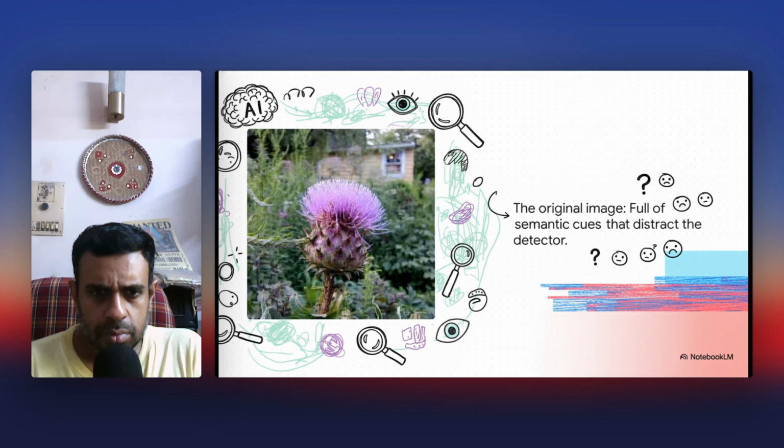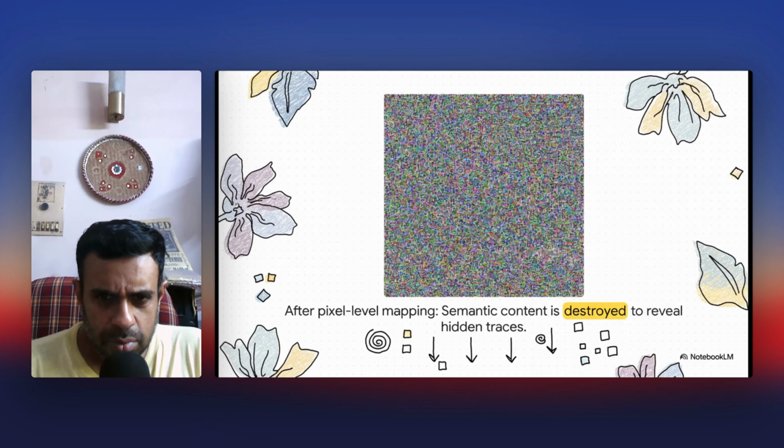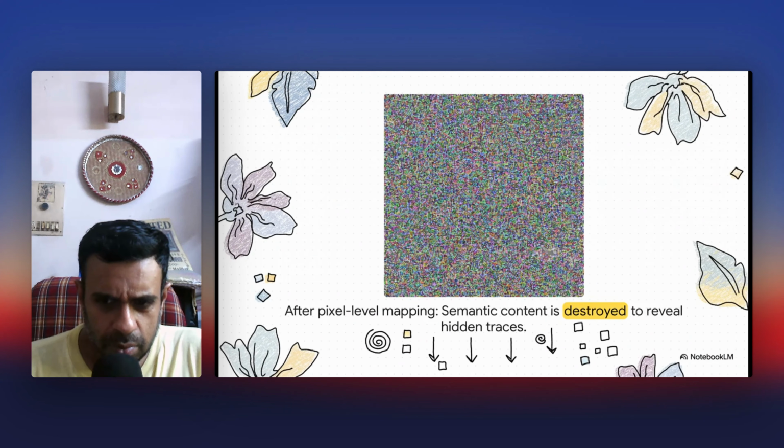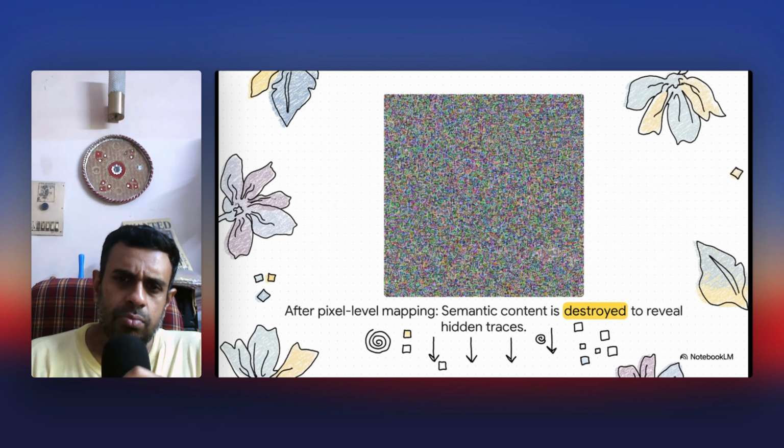This is exactly what tricks our current detectors. They get so bogged down in what the image is showing that they totally miss how it was made. And now, this. This is what the researchers make the detector see instead. It's the exact same image, but it's been processed until it looks like a chaotic field of digital noise. The original flower, it's completely gone. By destroying the content, they've actually removed the distraction.